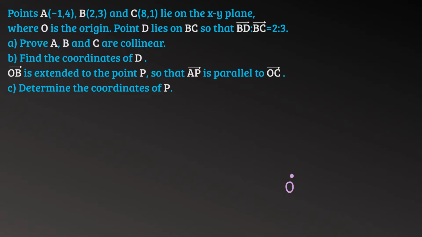Now in the first question we're given 3 points A, B and C, and we're asked to prove that they're collinear. Now we know that they're collinear if one vector is a scalar multiple of the other vector and they share a common point. So the aim is to find AB and BC and compare them.